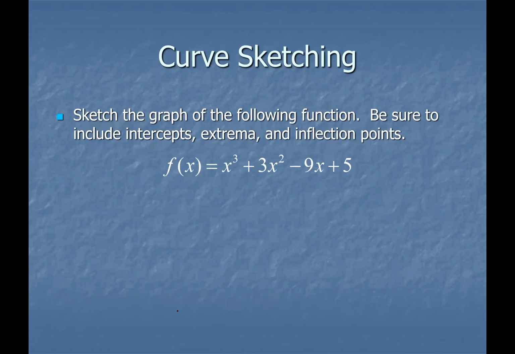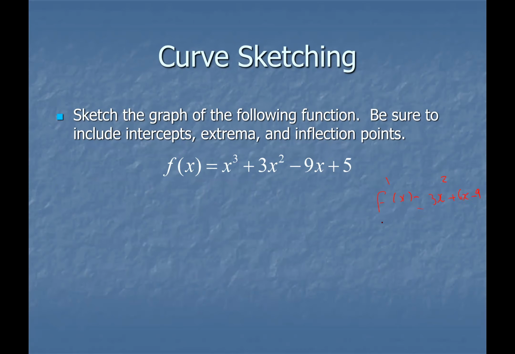Okay, sketch the graph of this function. You will find f dash and f double dash. Okay, what's f dash of x? F dash of x will be what? Can you solve with me, please? 3x power 2 plus 6x minus 9.